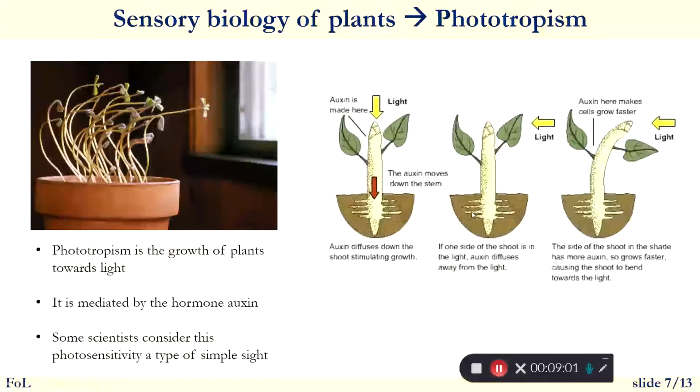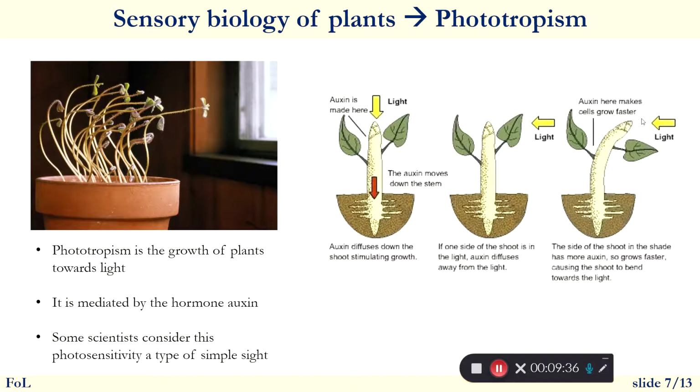But sometimes, often actually, light is coming from the side. And so if we have light coming in, then the opposite side of the light is going to accumulate auxin. And that's going to stimulate more and more growth in that opposite side of the light, causing this bend to occur. And as the plant grows more on one side, it bends toward that light and continues to grow towards the direction of the light.